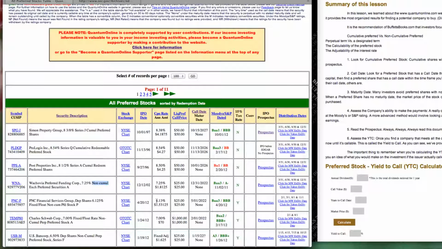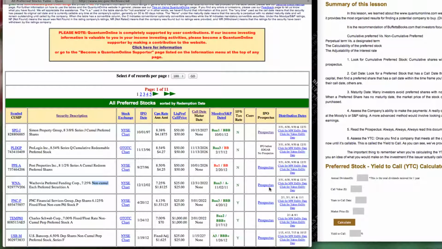So those are things you really want to watch out for. I really like to find companies that have a call date that's within a reasonable amount of time, and I always want to buy a preferred share that actually has a maturity date to it. So just some things to think about. When we get into using the calculator over here on the Buffett's Books website, you can play around with adjusting the years to the call date, and you can see how that adjusts the yield that you're going to receive.